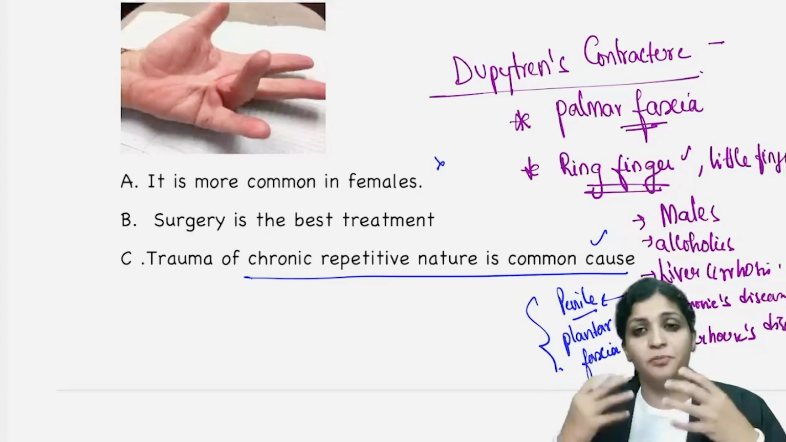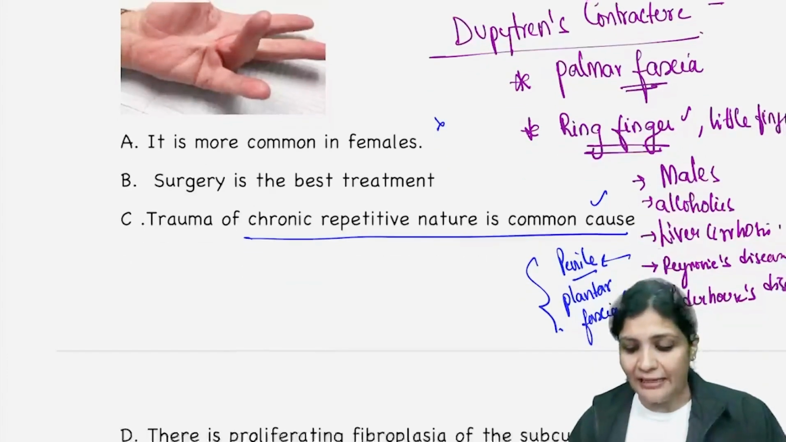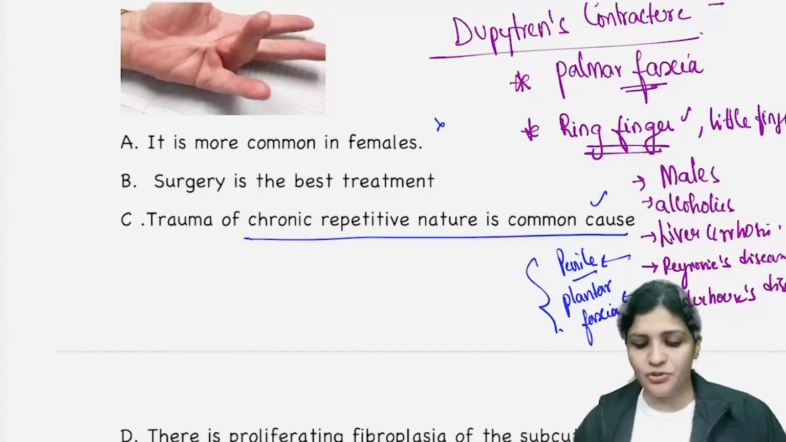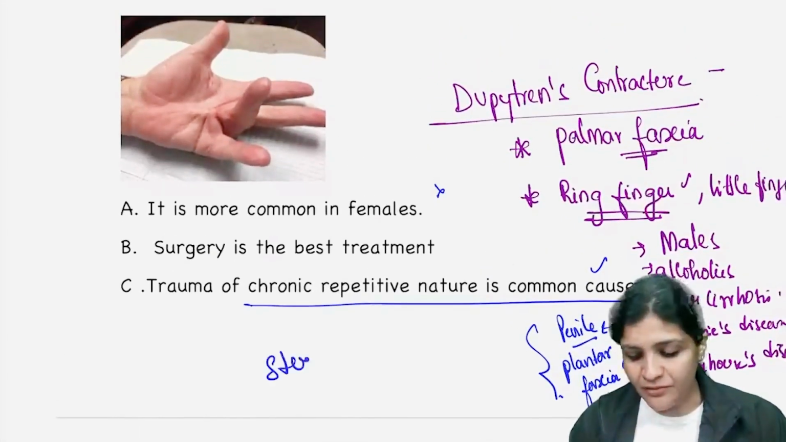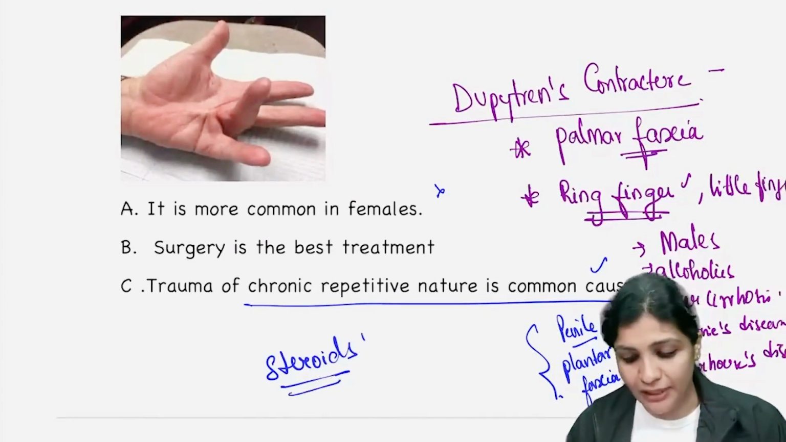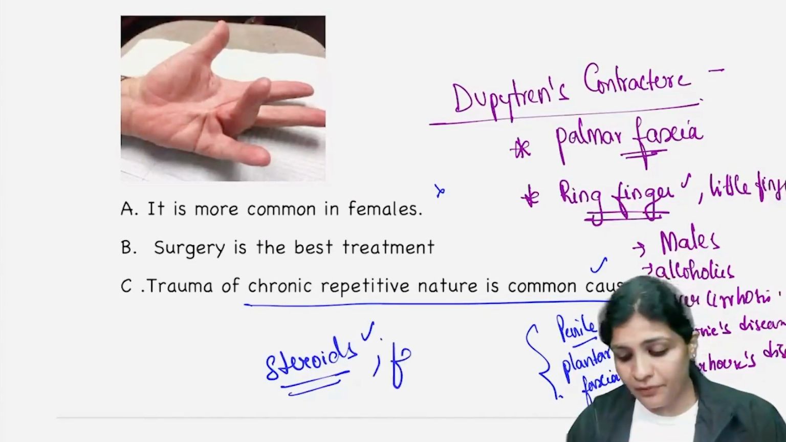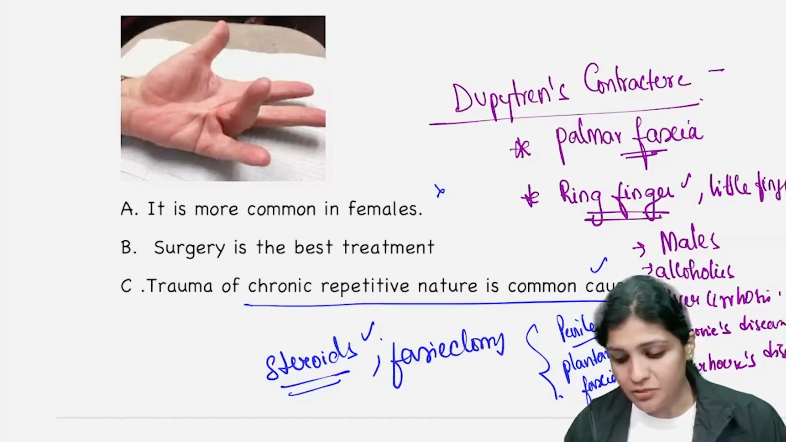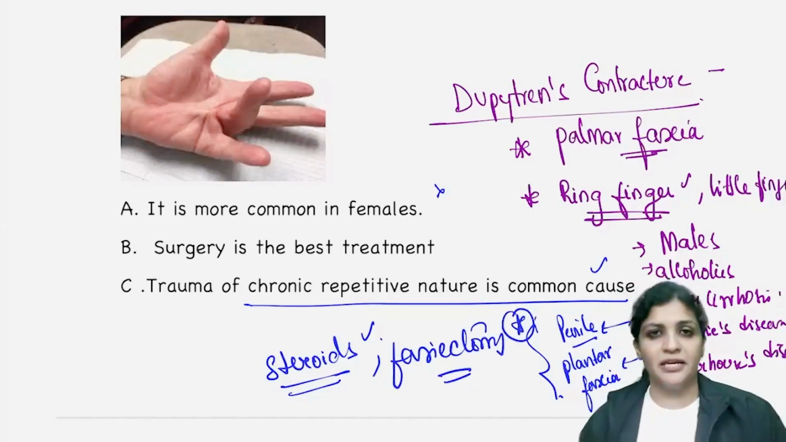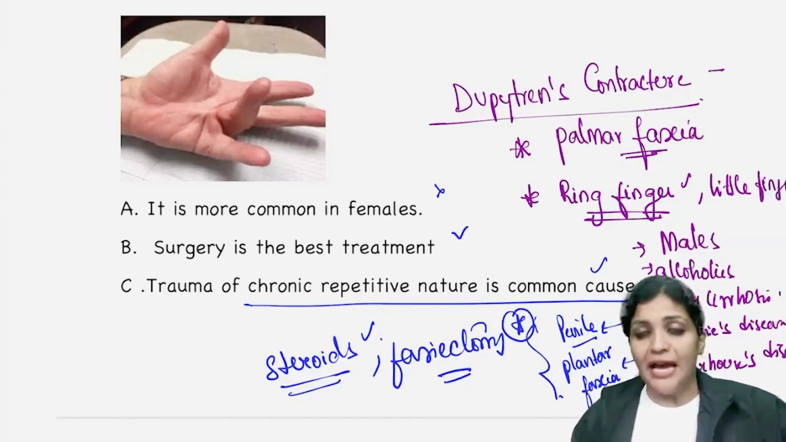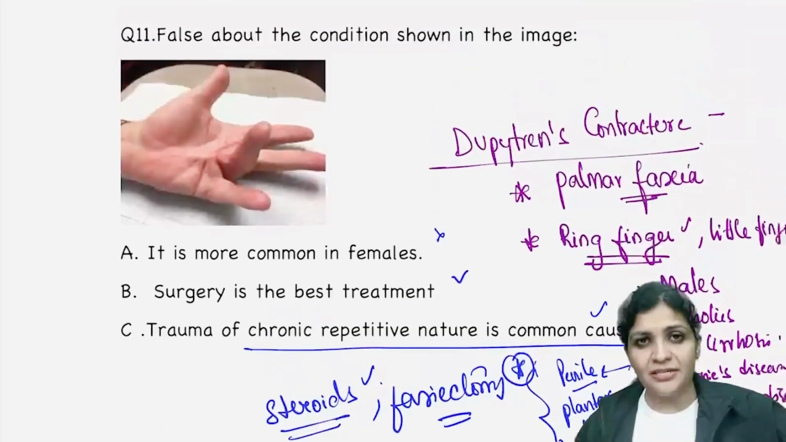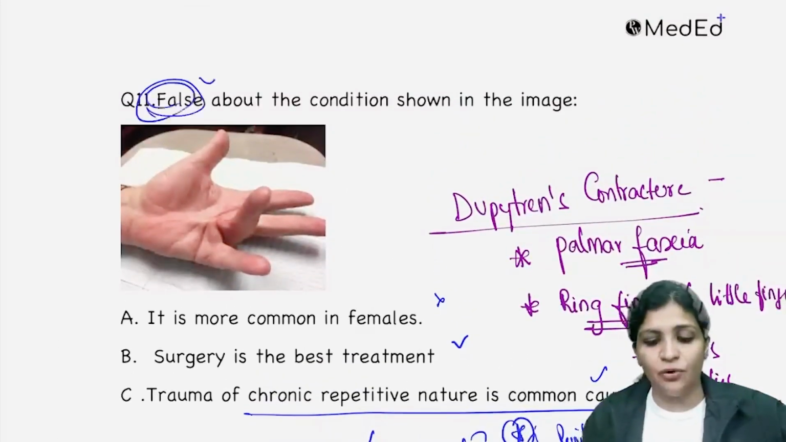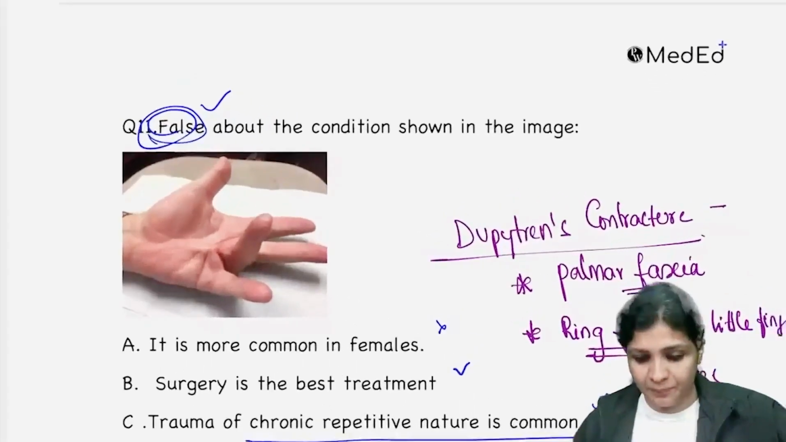This irritation of the palmar fascia causes proliferation of the fibrous tissue, and this fibroplasia is nothing but the pathology of this condition. Usually we give steroids. Intralesional steroids are usually given, but fasciectomy is the best treatment. Surgery is the best treatment, that is the fasciectomy. Removal of that fascia is the best treatment. So trauma is one of the main causes, and it is proliferating fibrous tissue. So the answer here is that it is more common in females. What they have asked is false, right? So that is the answer.